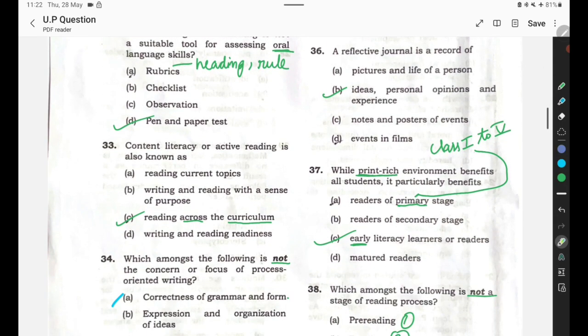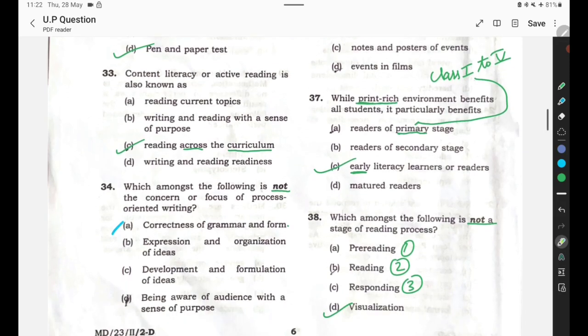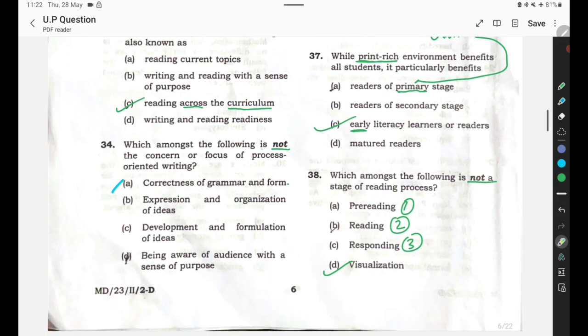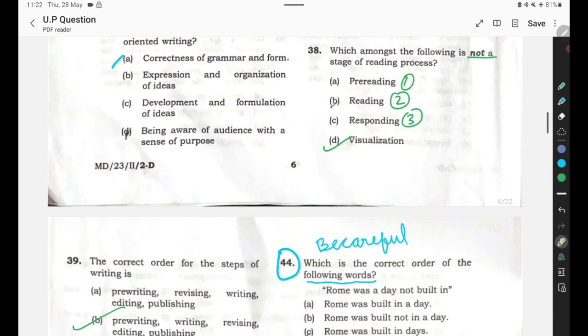Question number 36. A reflective journal is a record of ideas, personal opinions, and experience. Question number 37. While a print-rich environment benefits all students, it particularly benefits early literacy learners or readers. Okay. Question number 38.